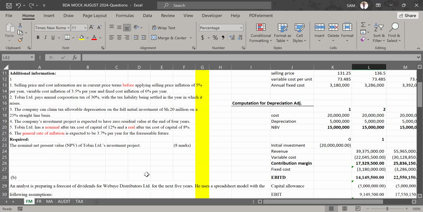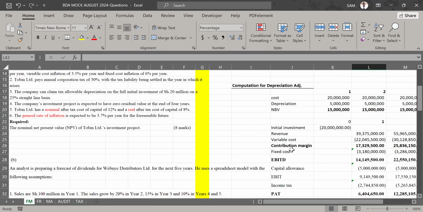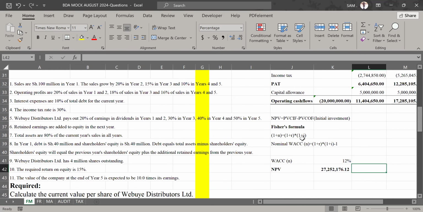And again, note 6 is giving us the general rate of inflation. So whenever you have nominal cost of capital, you have real cost of capital, and you make sure you take care of inflation adjustment. That takes you to Fisher's equation. Do we know what Fisher's equation means? It gives us a relationship between the time value of money, the nominal interest rate, the real interest rate, and inflation.